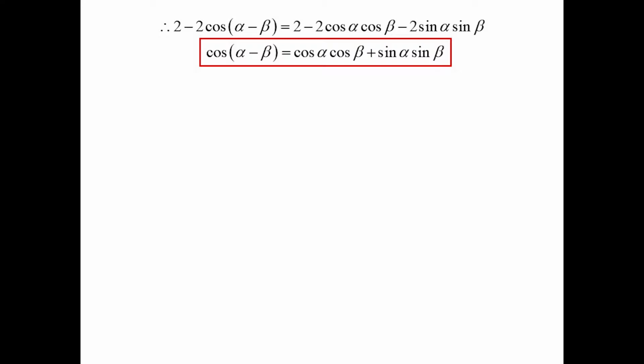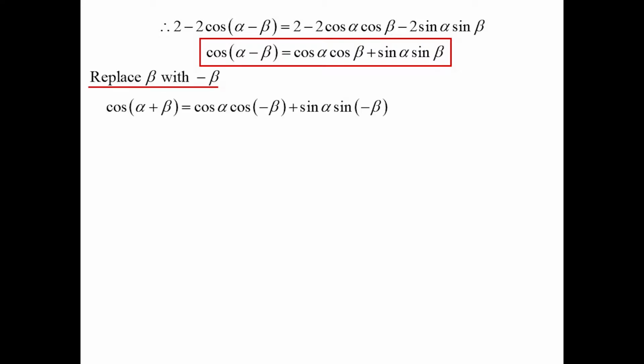You see, if you have got the cosine of, say, x plus y, the temptation is to just say, oh, that's cos x plus cos y, and you expand out. You can't do that with trig. So this is why we've got these, what we call compound angle formulas. And what I'm going to do now is replace beta with negative beta. So I get cosine of alpha plus beta, with cos alpha cos negative beta, plus sine alpha sine negative beta.